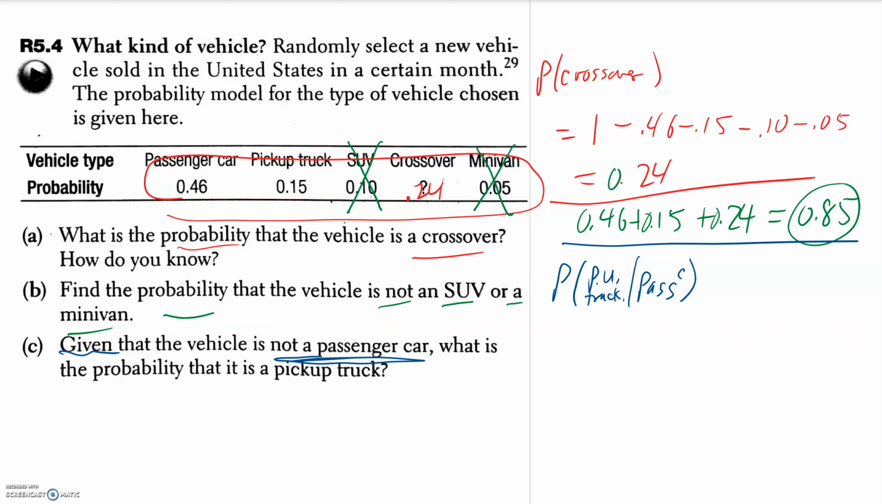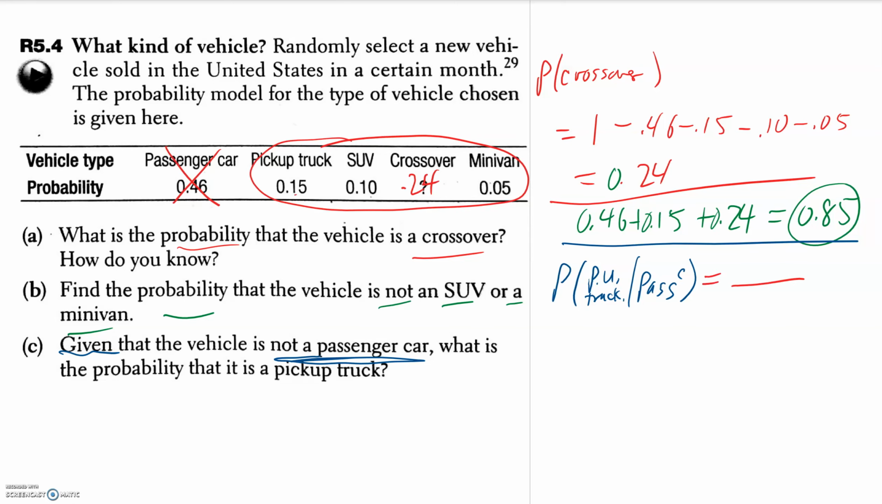All right, so we're going to narrow it down. In fact, let me undo some of this work that I did over here. We do need that 0.24 there. All right, so given that it's not a passenger car, so we're going to get rid of this guy. Now we're looking at out of all of this. So our denominator is whatever all that adds up to. So I'm just going to write it out here. A 0.15 plus a 0.10 plus 0.24 plus 0.05.